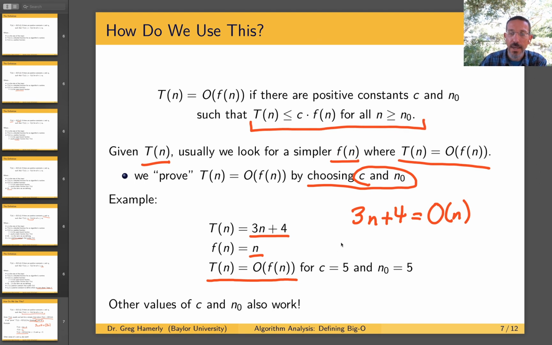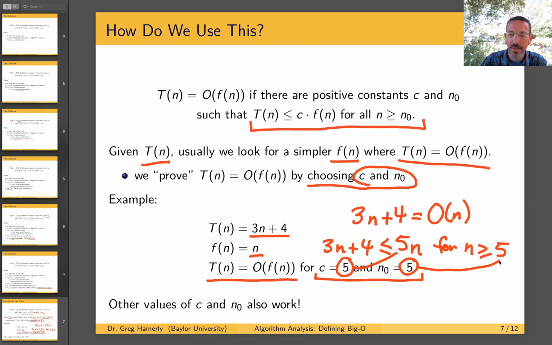Okay, now, is it true that 3n plus 4 is less than or equal to n? No, it's not. But is it true that this is less than or equal to 5n for n greater than or equal to 5? That's what this is saying. If we choose c of 5 and n naught of 5, so this c becomes this, and this n naught becomes this, well then, yes, that's true. We can see that 3n is growing not as quickly as 5n.